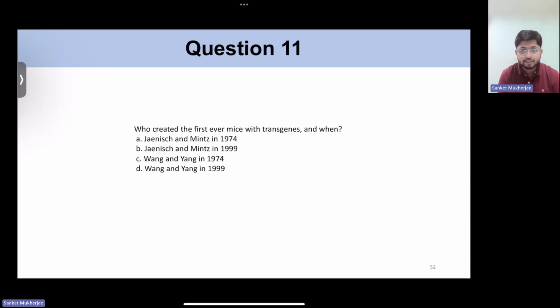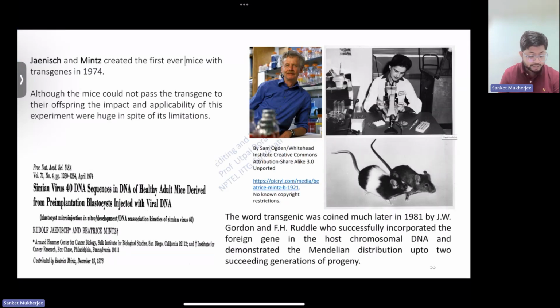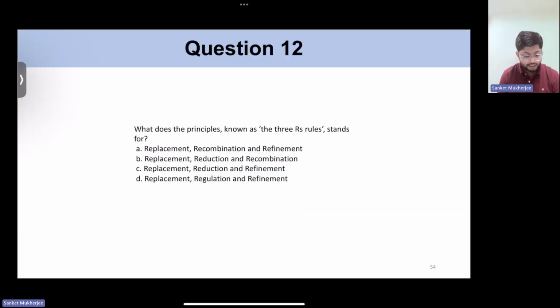Who created the first ever mice with transgene and when? Was it Jaenisch and Mintz in 1974, Jaenisch and Mintz in 1999, Wang and Yang in 1974, or Wang and Yang in 1999? Again, a repetition of the same question. Jaenisch and Mintz in 1974 created the first ever transgenic mice.